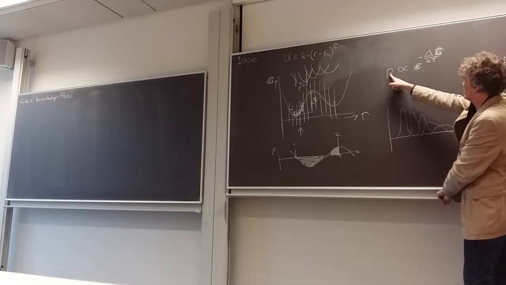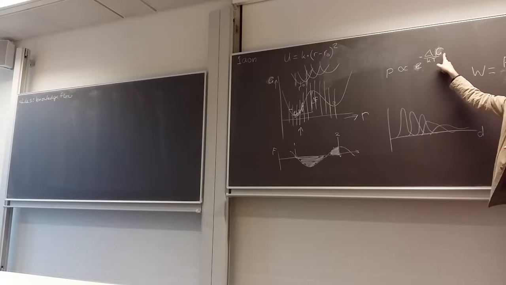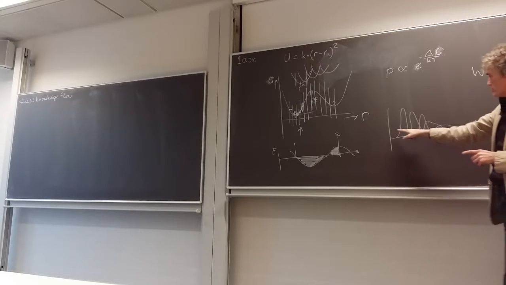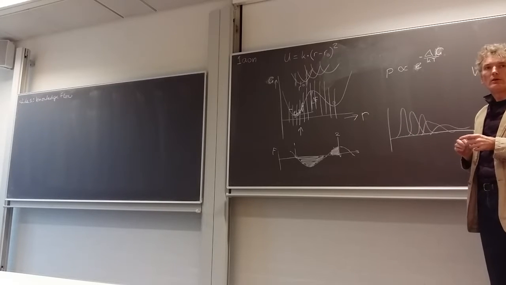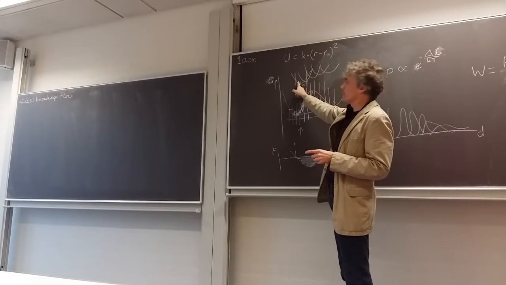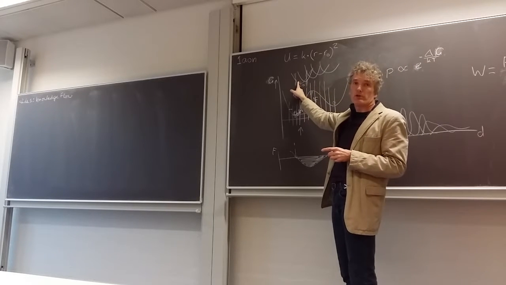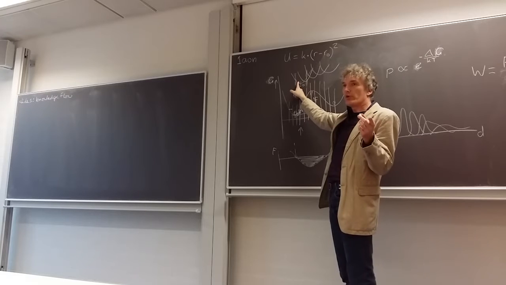If you know the probability, you can estimate the difference in free energy. So you do that within one umbrella, accounting for the fact that you've added the umbrella, which changes your probability, but you can correct for that because you know exactly the umbrella that you put in.